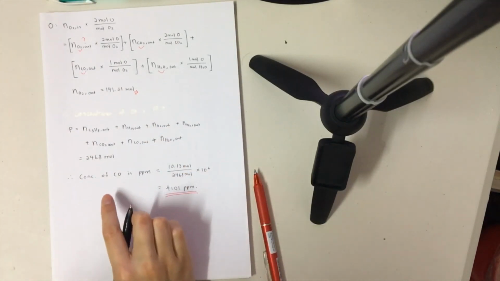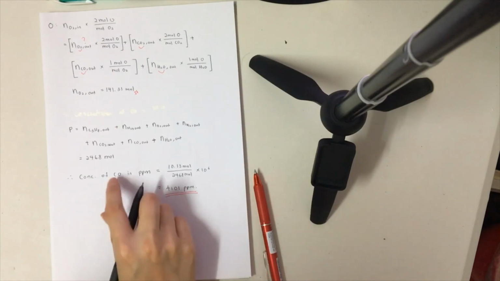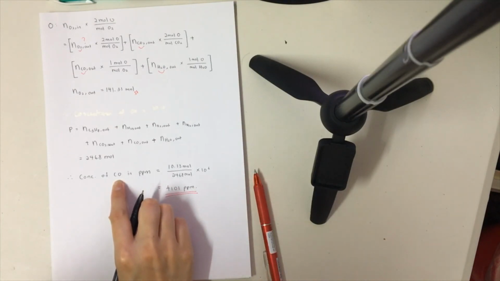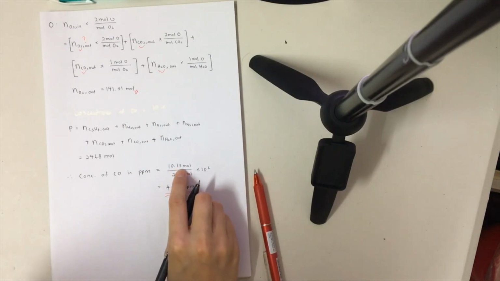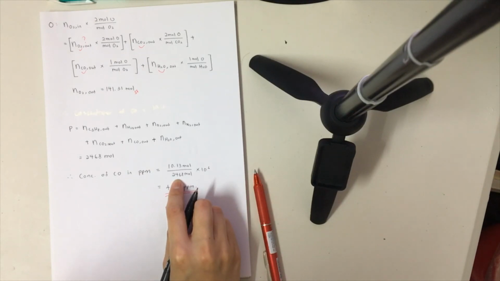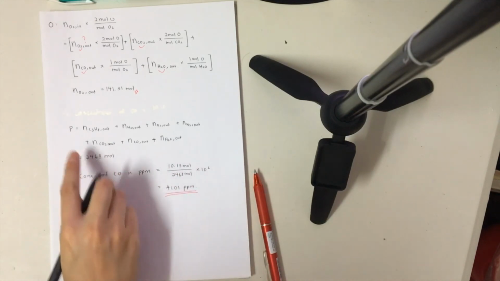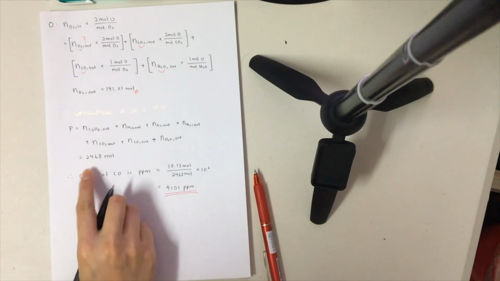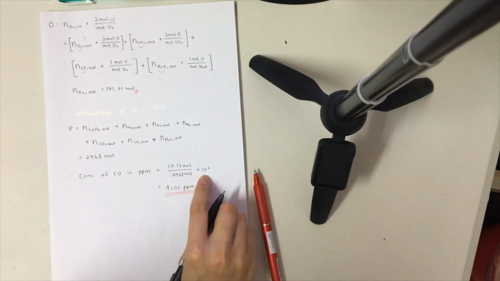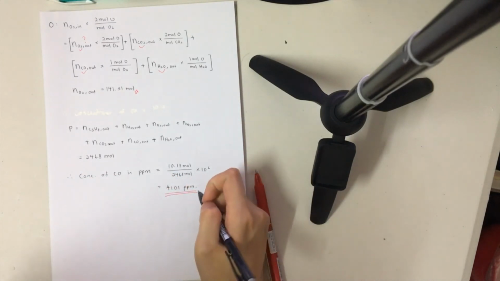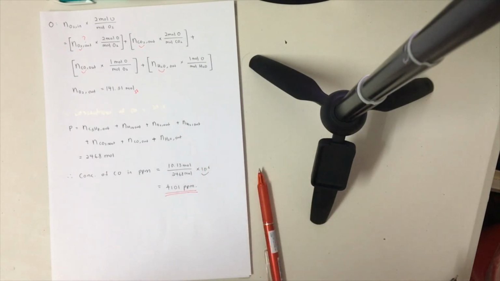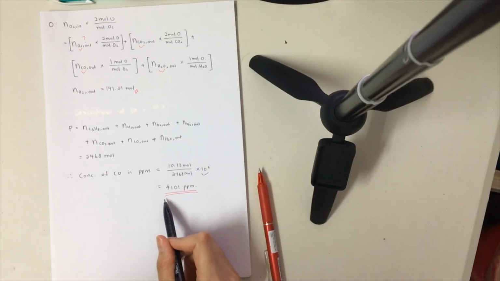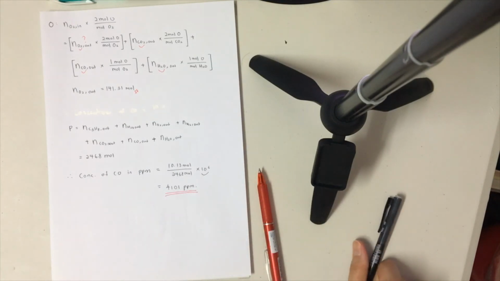And the question wants you to find the concentration of carbon monoxide. So take the amount of carbon monoxide in P divided by the total number of moles of P, which is 2468, multiplied by 10 to the power of 6. If you want to convert to ppm, just multiply it with 10 to the power of 6, and you get 4101 ppm.